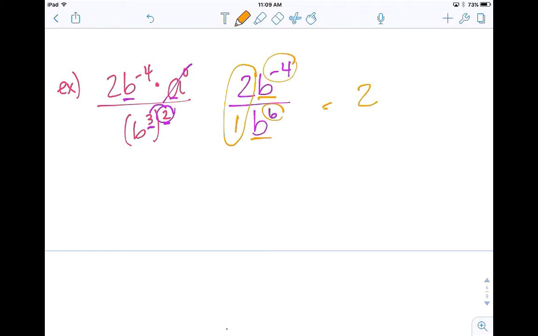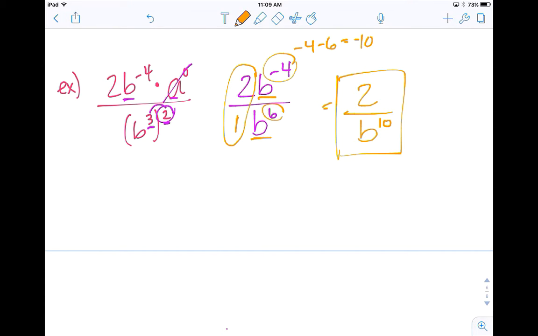Now we'll subtract our exponents. So -4 minus 6 gives us -10. And because that exponent is negative, that tells us our variable will go in the denominator, where the 10 will become positive. And that would be our final answer.